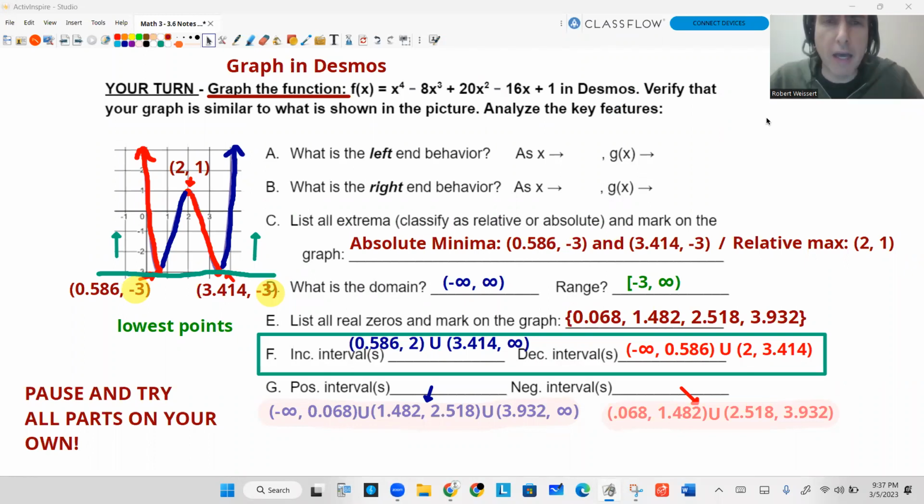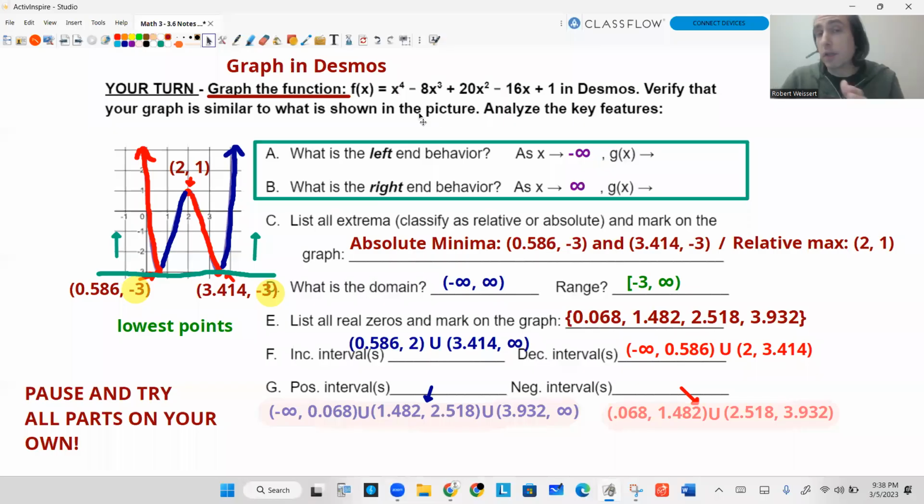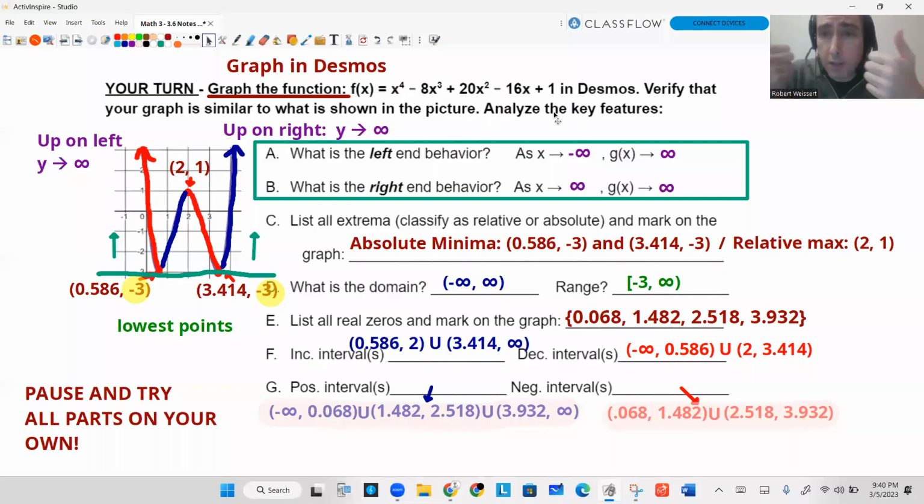And the rest, left and right end behavior. Let's see if we can classify those. Well, left is always going to be x goes to negative infinity, right's always going to be x goes to infinity. So you always have those no matter what the graph looks like. Now, as far as the rest of it goes, it's pointing up on both sides. So both the y's are going to go to infinity, so that g of x would just be positive infinity for both. And that is everything.